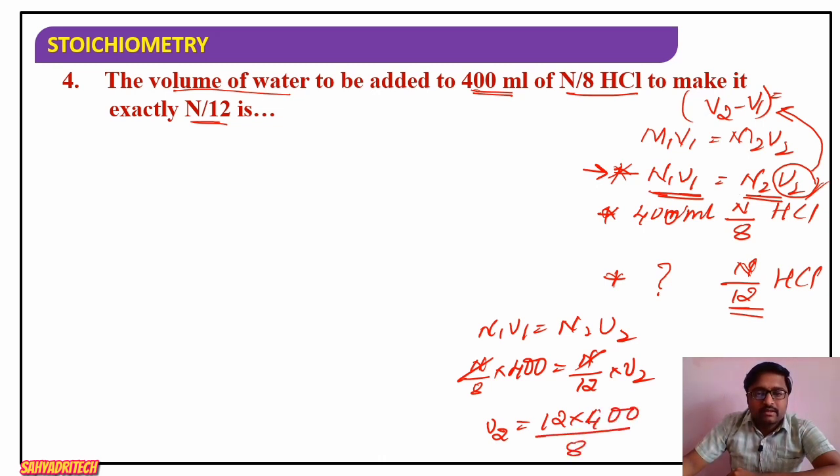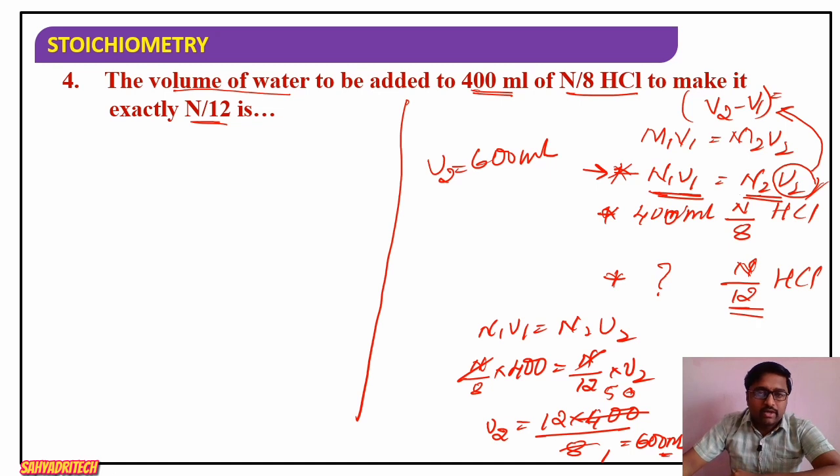8 5s are 40, so 50. So 50 into 12, how much is it? 600. Are you getting? 50 into 12 means 600 ml. We got V2, right? So V2 is equal to 600 ml. We got the final volume.